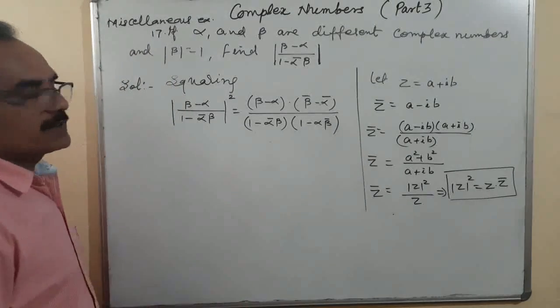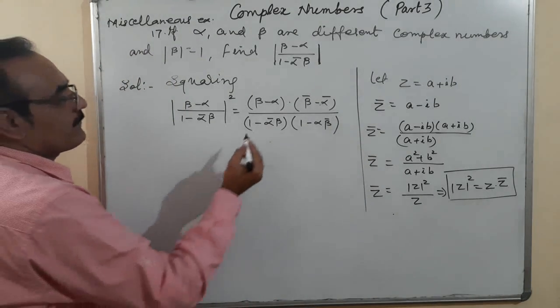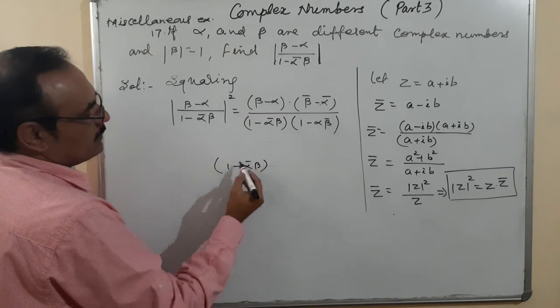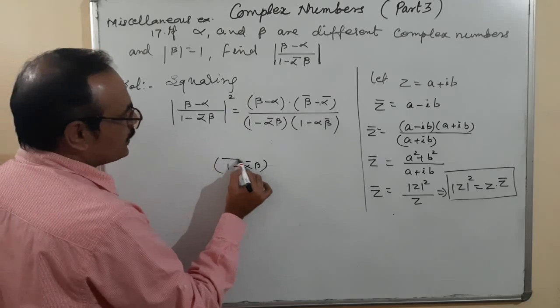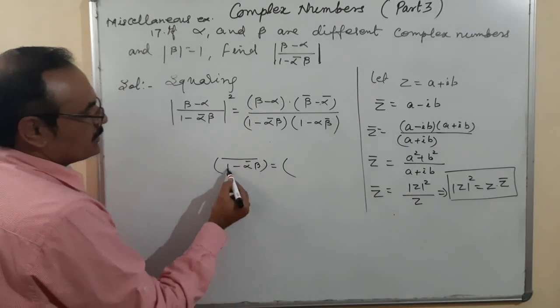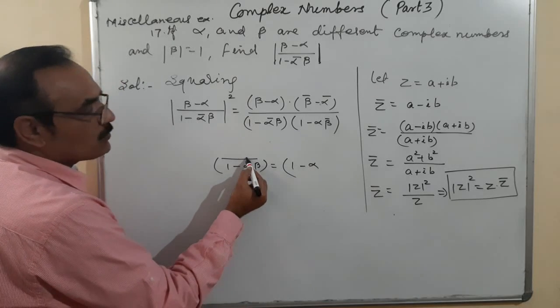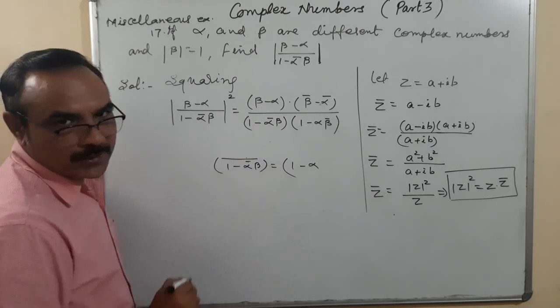How should I write this? Let me tell you. 1 minus alpha conjugate beta, and I'll put the whole conjugate on it. Then what is the result? The conjugate of 1 is 1, minus alpha. Conjugate of conjugate is without the conjugate term.